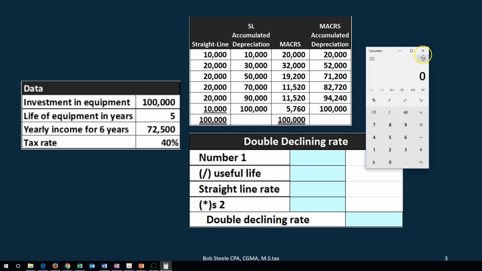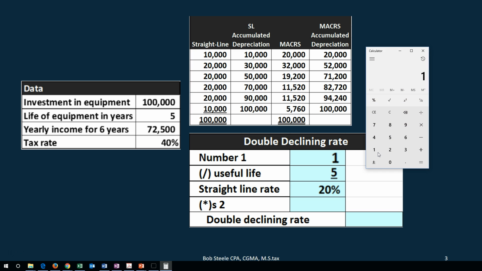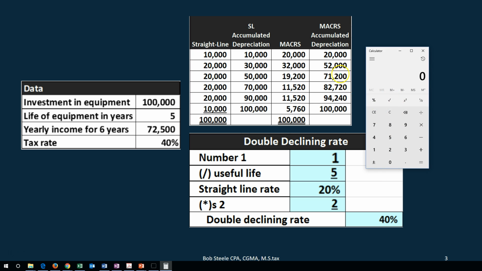Now, the accelerated method of MACRS is not quite the same as double declining balance, but it's kind of the same concept. So just remember the idea of double declining balance, or an accelerated method in this case, is we could take this calculation of 1 divided by the useful life, and that will give us the 20%. That would be the straight line rate. So for example, if we took the 100,000 times 0.2, that gives us the 20,000 straight line depreciation. And then if we just double that, if we took the 20,000 times 2, then that will give us the double declining rate. So if we were to try to figure out just a couple of these numbers, it's not exactly the same as double declining, but it's similar.